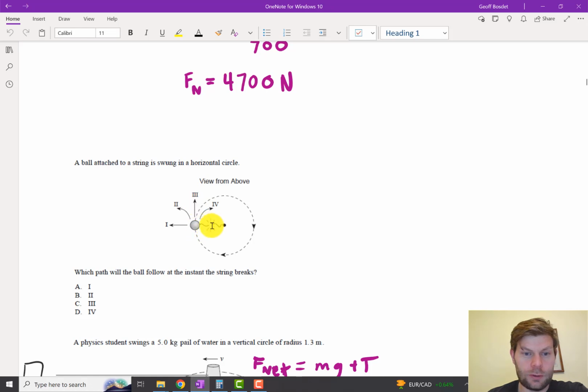And so if you break the string, it's going to keep going in whatever direction it was going before, because an object in motion will stay in motion unless acted upon by a net force. Same direction, same speed. And so it'll go this way. It'll probably have gravity pull it down, but still it's going to be moving in this direction.